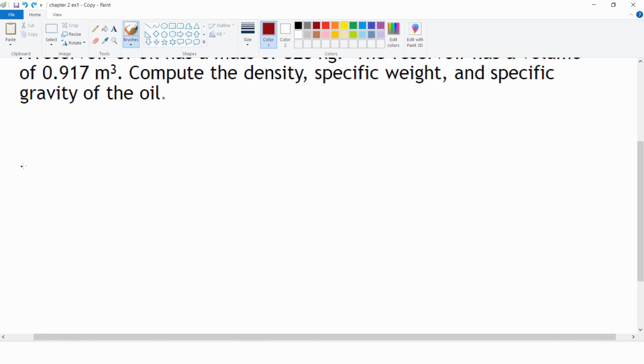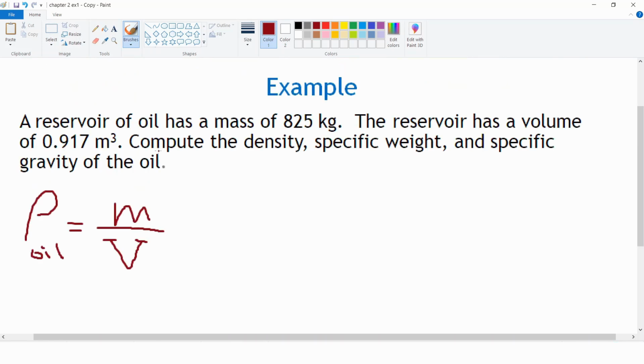So what is the density? The density is, and this is of the oil that we want, it's equal to the mass. Okay, so that's just the definition of density. It's how much mass shoved into a unit of volume. So mass divided by volume. So the mass that we're given is 825 kilograms. So let's just put the equal sign. So this is equal to 825 divided by the volume of the reservoir, which is 0.917 meters cubed. And that's pretty much it.